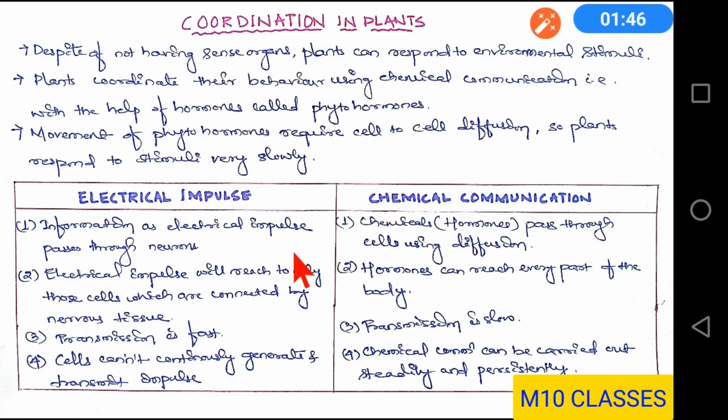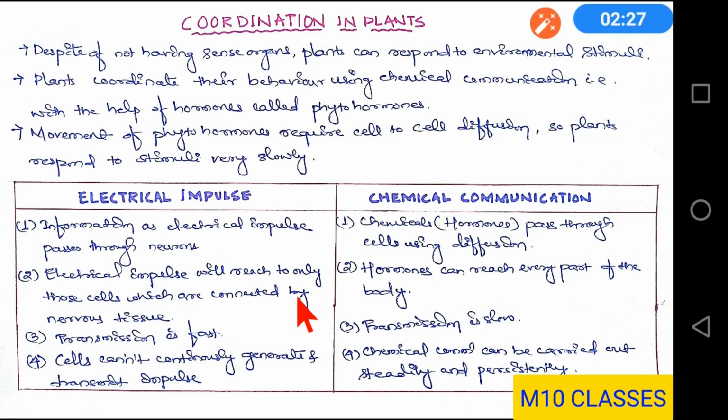Now, in case of electrical impulse, the information as electrical impulse passes through the neurons or the nervous tissue. But in case of chemical communication, chemicals or hormones pass through the cells using diffusion. Next, electrical impulse will reach only those cells which are connected by nervous tissue. That is very important. That means those cells which are connected by nervous tissue will get communicated. If it is not connected via any kind of nervous tissue, the information will not be communicated.